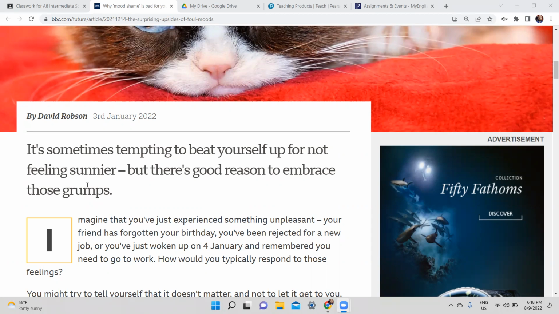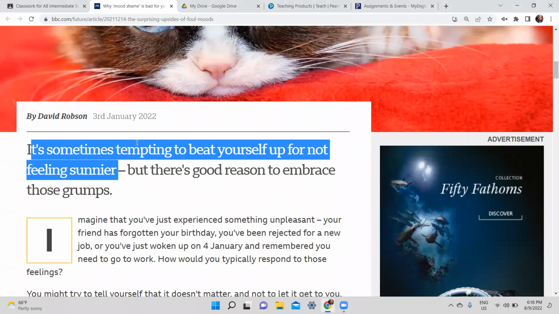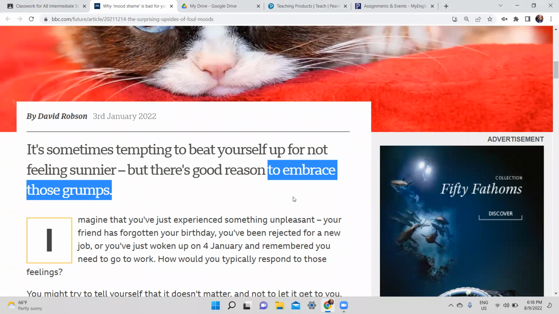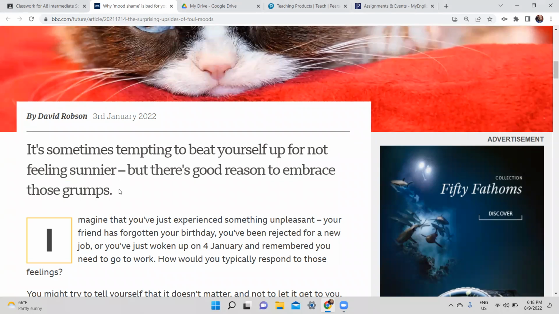Exactly. To feel happy, right? To feel sunny is to feel happy. So, in other words, it's okay if you don't feel happy all the time, right? You have to accept those grumps. You have to accept that you are angry, right?